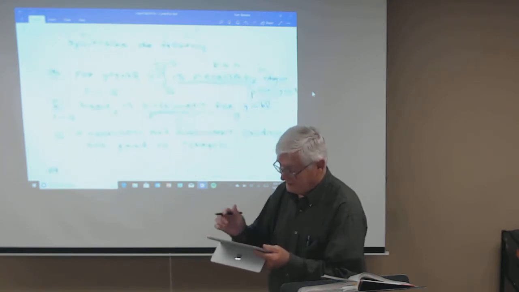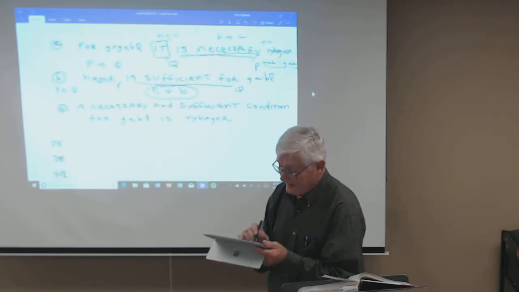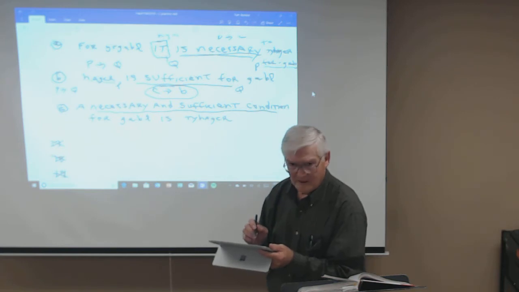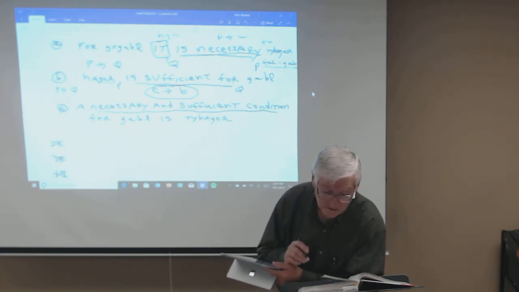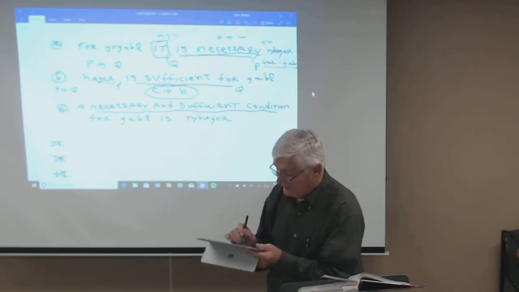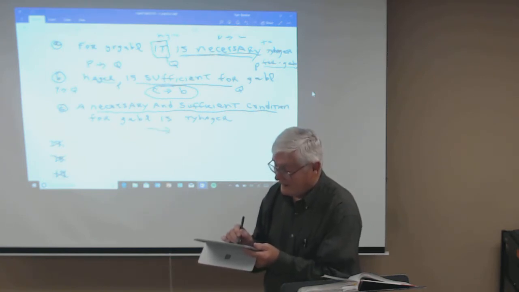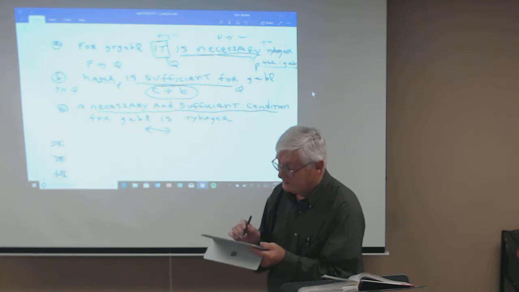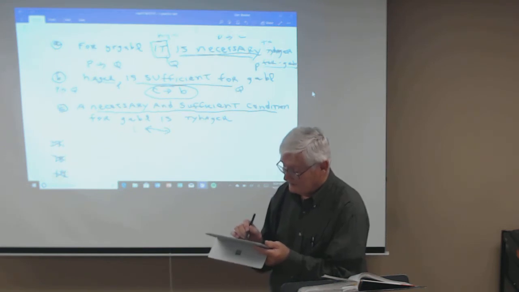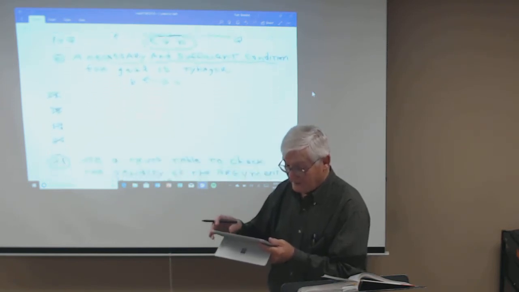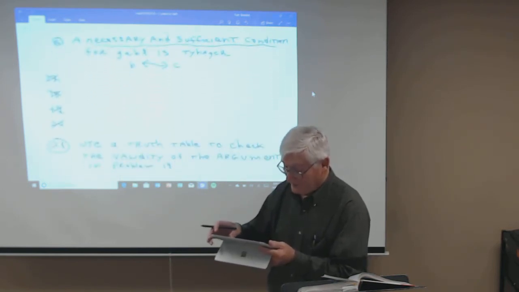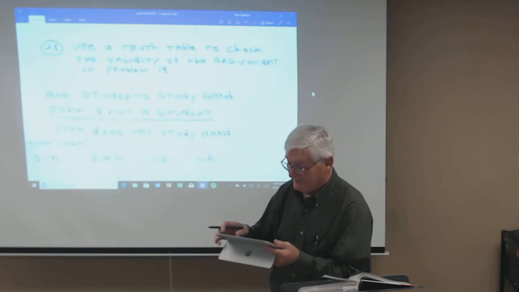And number 6, a necessary and sufficient condition. Is that the arrow going both ways? So you just put an arrow both ways and put, what are the two symbols? B on one side and C on the other. Wouldn't matter, it says the same thing either way. Skip 17, 18, 19, and 20 and go to 21.